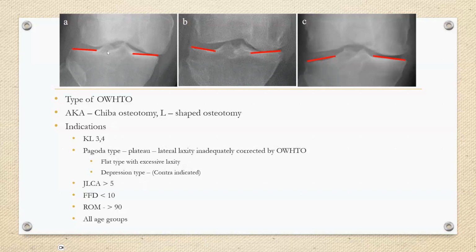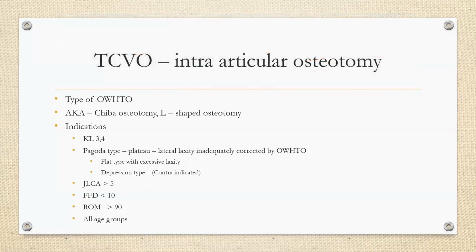It is primarily indicated for the pagoda type, which has enough room on the lateral compartment to accommodate the correction. However, in the flat type it can also be done, provided there is excessive laxity, which can be assessed with stress views. The other indication is findings indicating intra-articular deformity, that is JLCA of greater than 5. And as with other osteotomies, FFT less than 50 and adequate range of motion should be present. And there is no implication of age with respect to TCVOs.